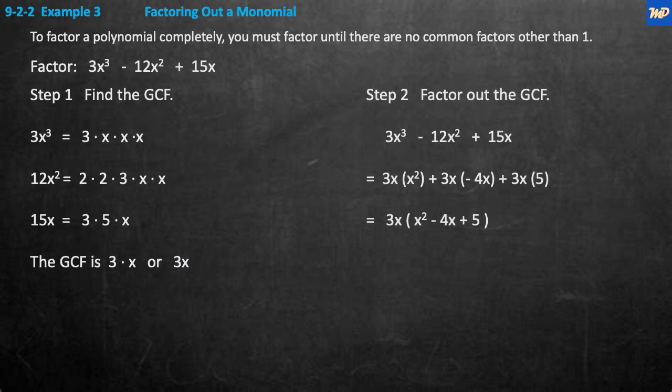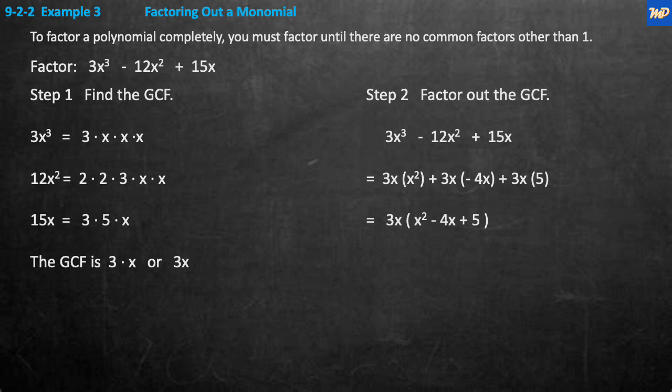Okay, example 3, factoring out a monomial. So it says, to factor a polynomial completely, you must factor until there are no common factors other than 1. That means that factoring down to the primes is what they're talking about here. And when we're going to factor this out, it's just like the distributive property in reverse. And that's what was said earlier in this section, that it's like multiplication in reverse, because now we're taking our terms from our trinomial and we're factoring out a piece of information. What we're going to factor out is the greatest common factor.